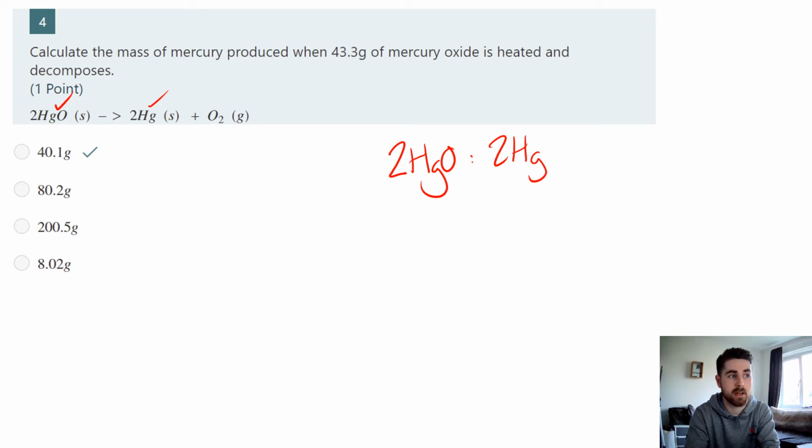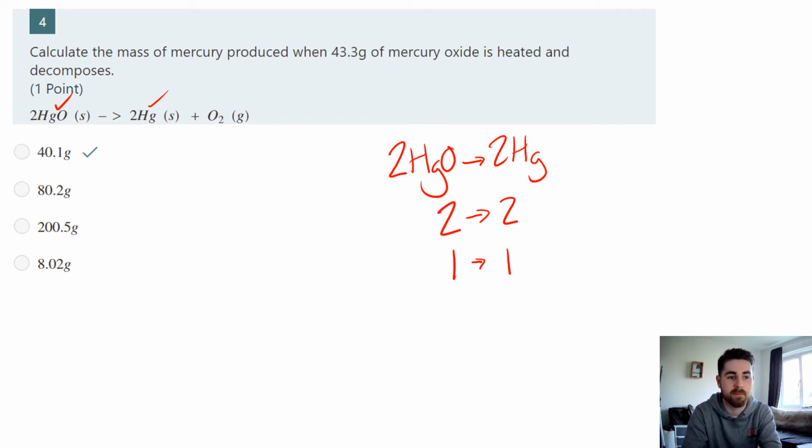Your teacher may put an arrow in the place of this colon here. So what you may see is something like this, and that's absolutely fine as well. So what we want to do now is look at the ratio. It's a 2 to 2 ratio, and with a 2 to 2 ratio we can cancel that down to a 1 to 1 ratio. So 1 mole of mercury oxide will produce 1 mole of mercury.